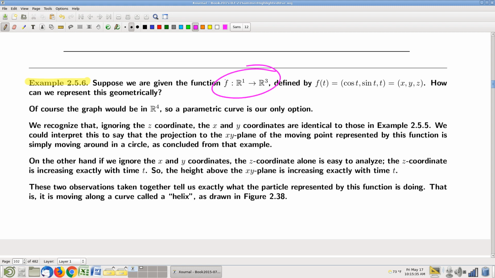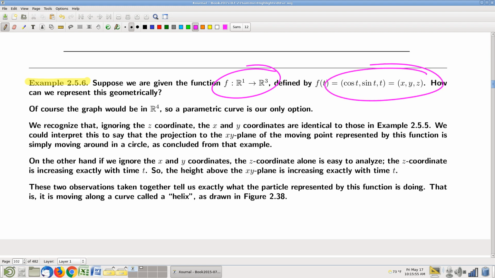It's a function from R1 to R3. Okay, so this is a parameterization. We know this is a parametric curve because we can see that the image is one-dimensional. The target is R3, so this is a curve moving through space. And here's our formula for it. X, Y, and Z are given by these formulas.